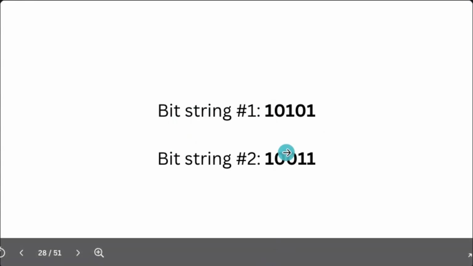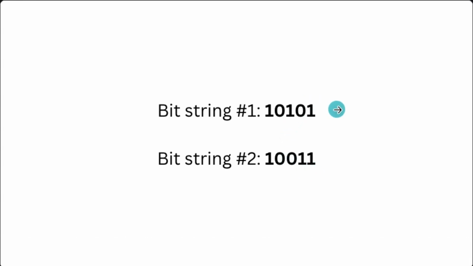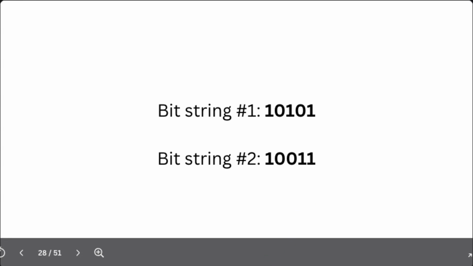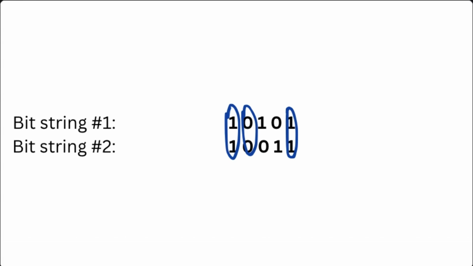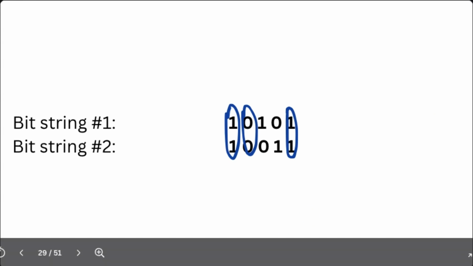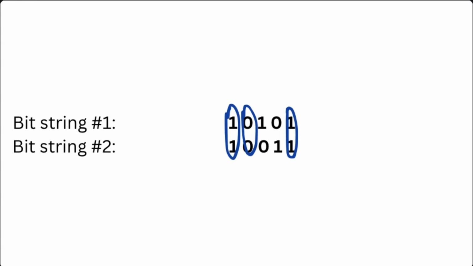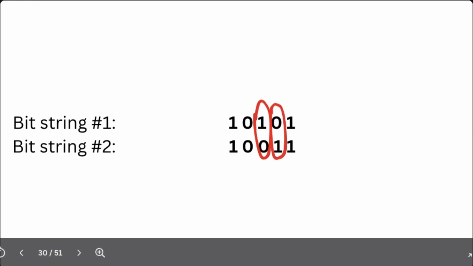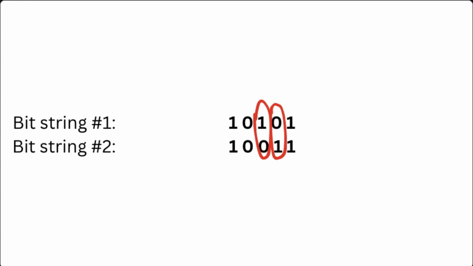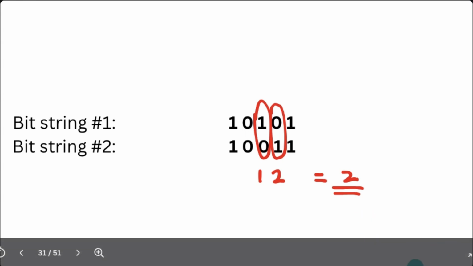Comparing each bit, what I find easier to do is putting them side by side so that we can better determine their differing and similar positions. Comparing each bit position, we notice that both strings are similar in only the first, second, and fifth position, or x sub 1, x sub 2, and x sub 5. The bits differ in the third and fourth position. Calculating its Hamming distance, we get 2.